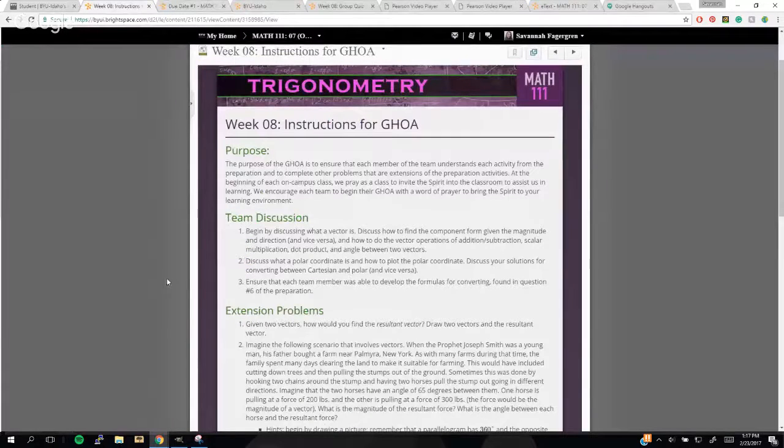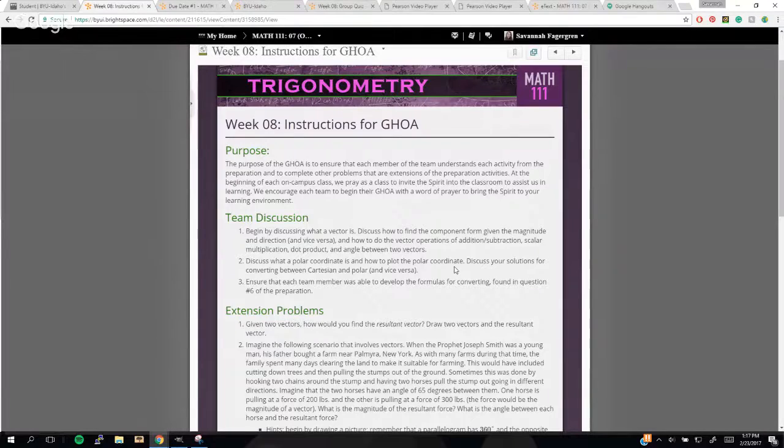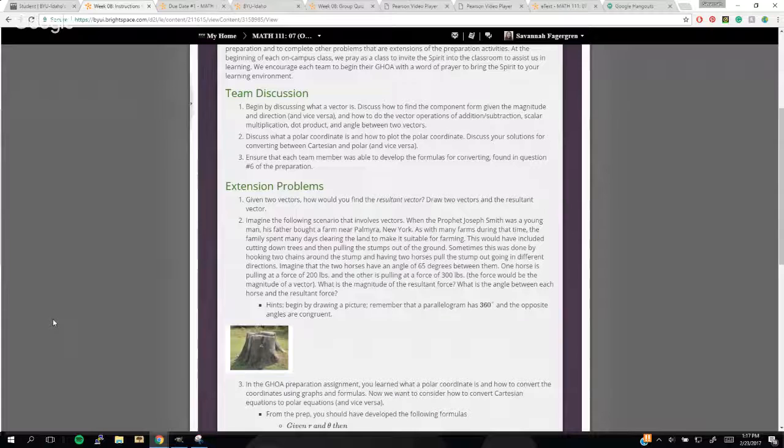Ensure that each team member is able to develop the formulas for converting found in question number 6 of the preparation. So what he's talking about, they actually went over in the videos. I'm fine with that. I'm honestly ready to just jump right into the extension problems. All right. So, given two vectors, how would you find the resultant vector? Draw two vectors and the resultant vector.